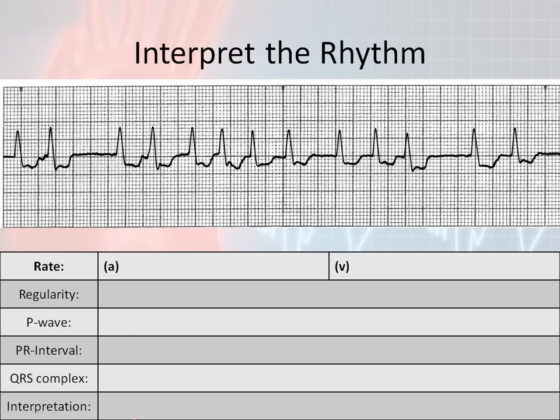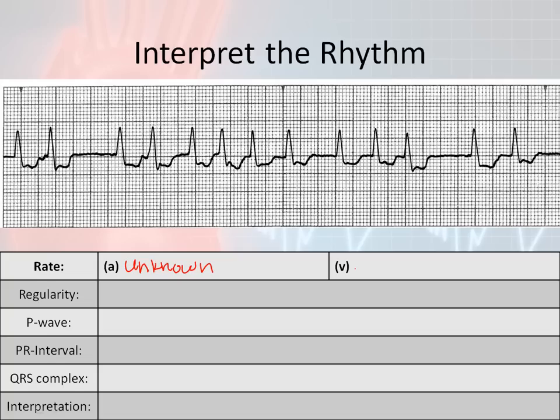I want you to go ahead and interpret this rhythm. First of all, I'm going to look at my atrial rate. Just by looking at my atrial rate, I need to see if I have any P waves. Unfortunately, I don't have P waves in this rhythm. So what I'm going to write down for my atrial rate here, that's what the A stands for, is unknown. Later, when we talk about this particular rhythm, you will write down a different word.